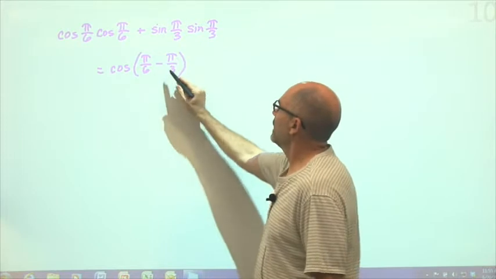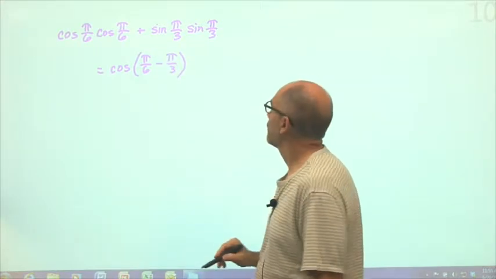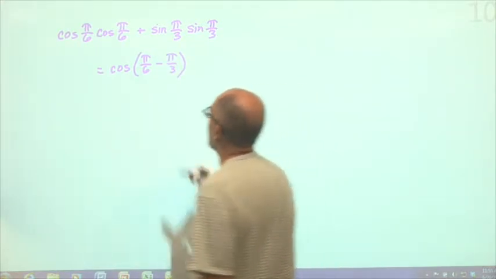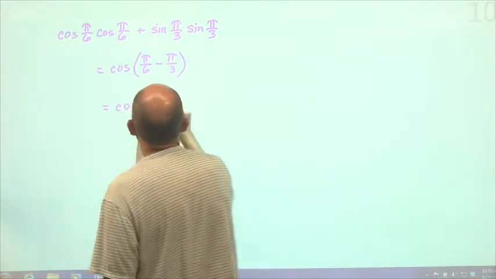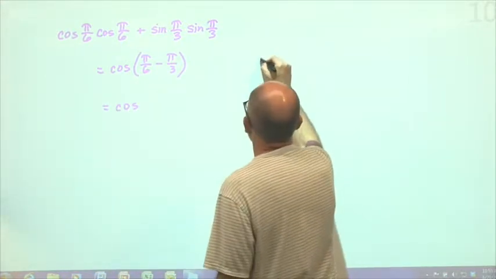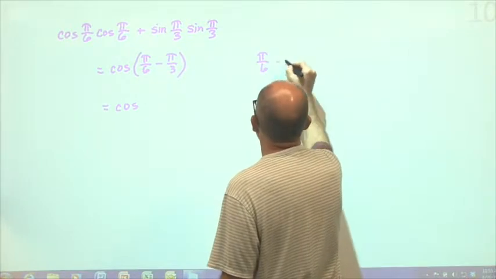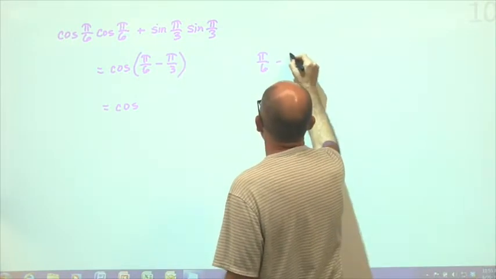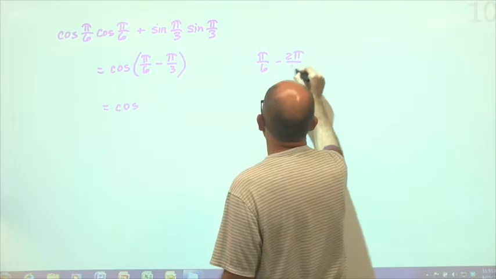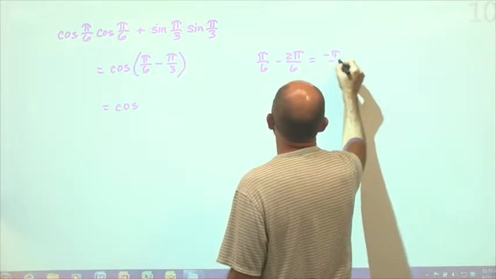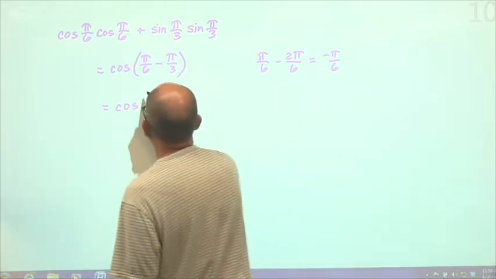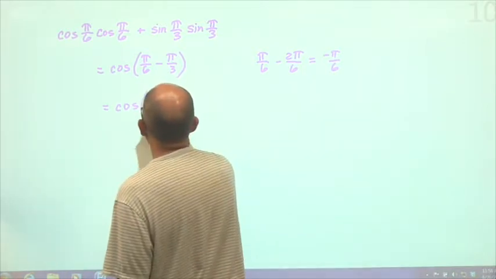Remember, cosine is opposite signs. And so now that equals cosine of, well, remember, pi over 6 minus, now pi over 3 is 2 pi over 6. So that equals negative pi over 6. So I have cosine of negative pi over 6.